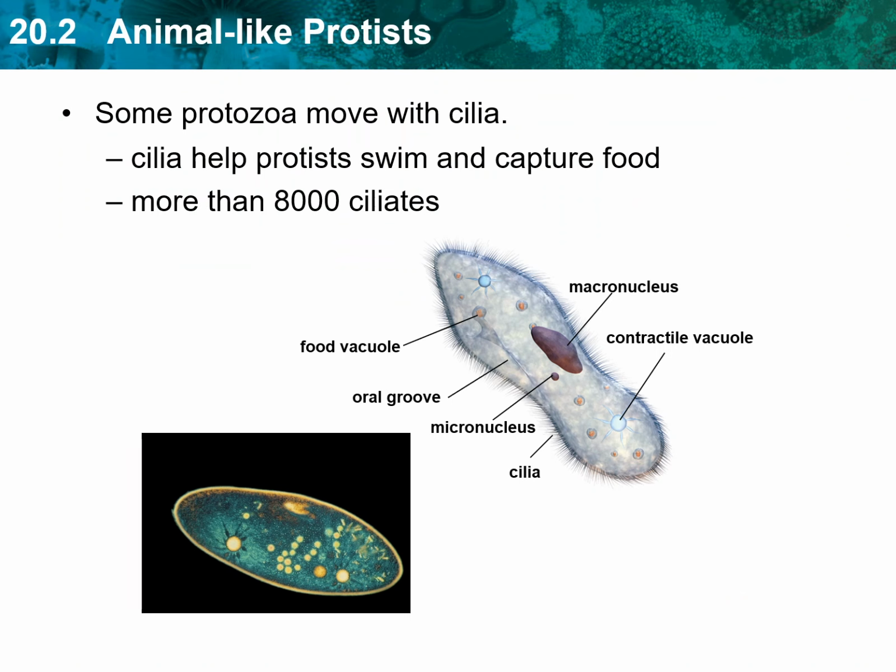Some protozoa, like the paramecium on the previous screen and on the screen here, move by using cilia. Cilia are short, hair-like structures on the cell surface. Cilia help an organism to move and capture food.